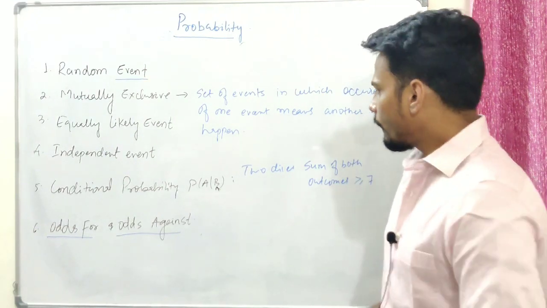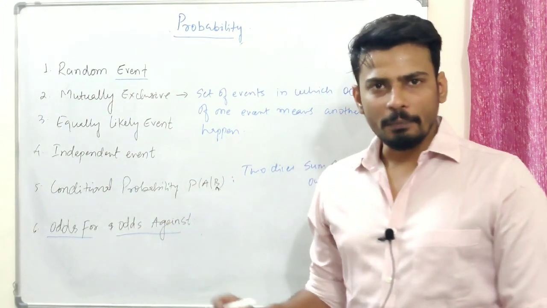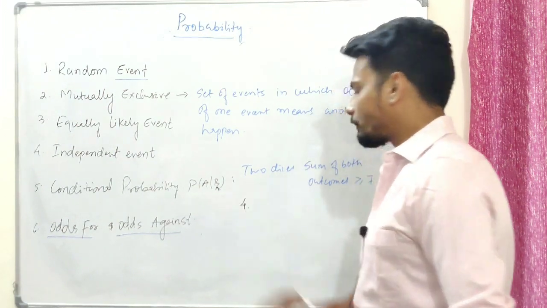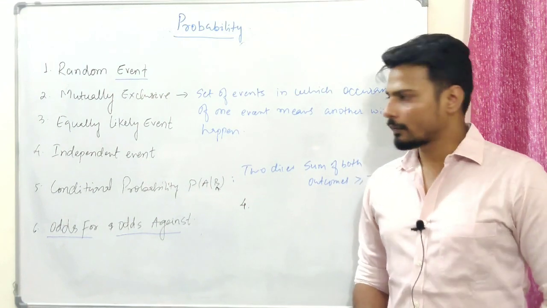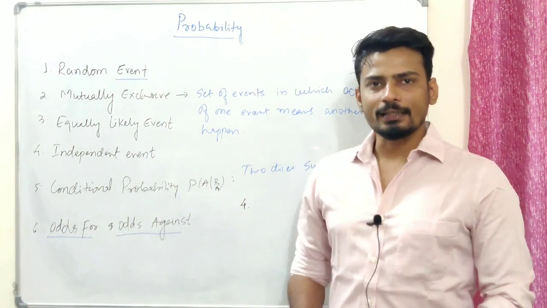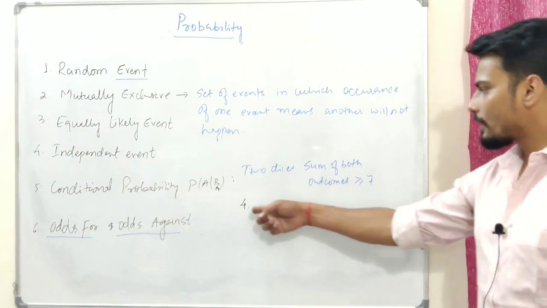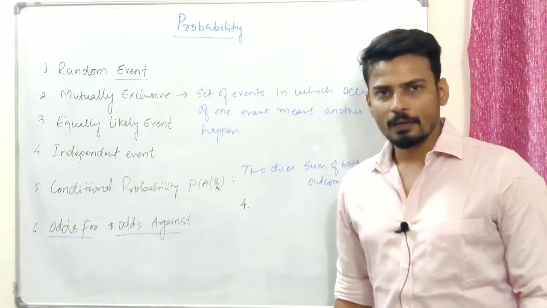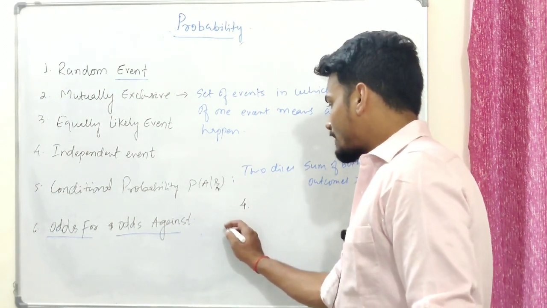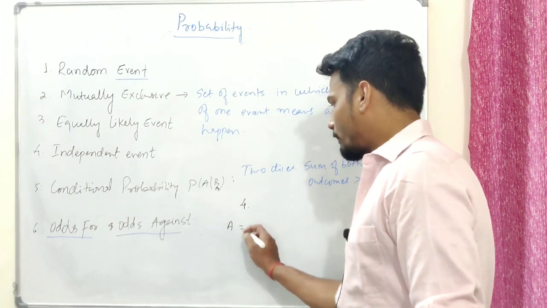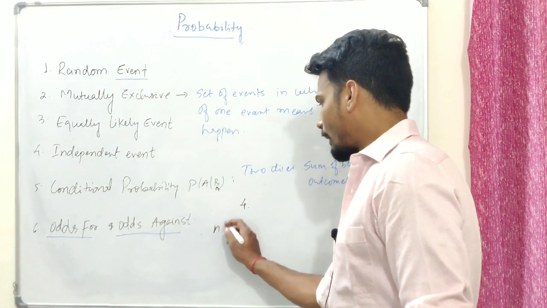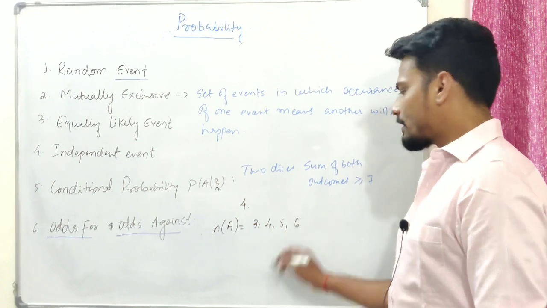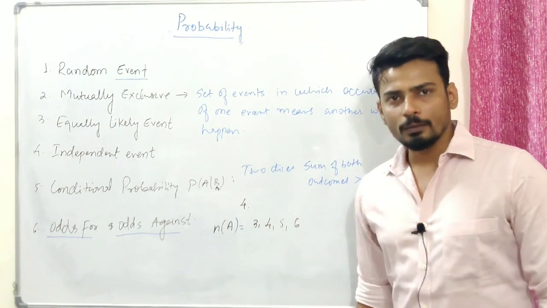Okay. Now let me define the event B. Event B is an event in which I threw the dice and I got, let's say, 4 in the first throw. Now the next throw should be such that the sum of the previously occurred event B and A should be equal to or more than 7. So the sample space of event A can be a 3, a 4, a 5, a 6, isn't it?